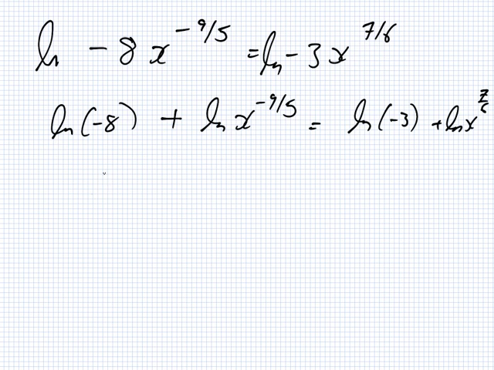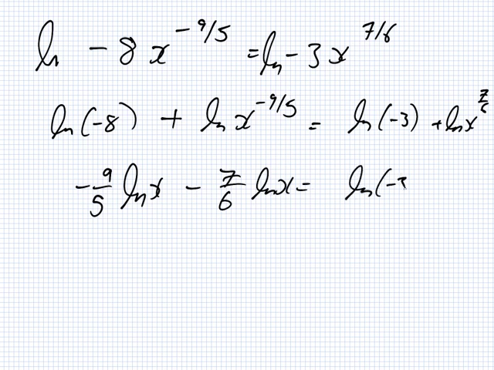So here you would get minus 9/5 log x minus 7/6 log x equals log minus 3 minus log minus 8. That is minus 19 over 30. No, 89 over 30, yeah.